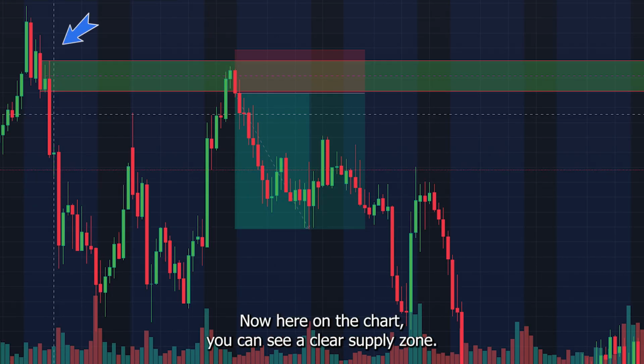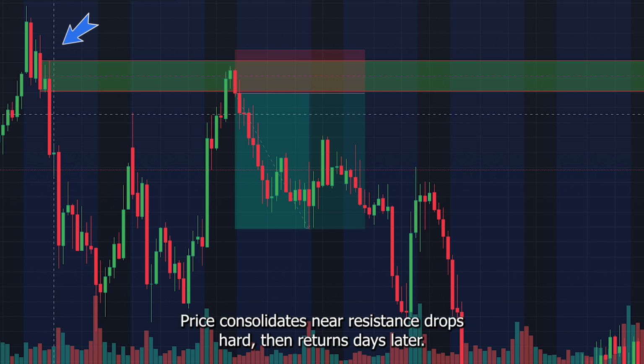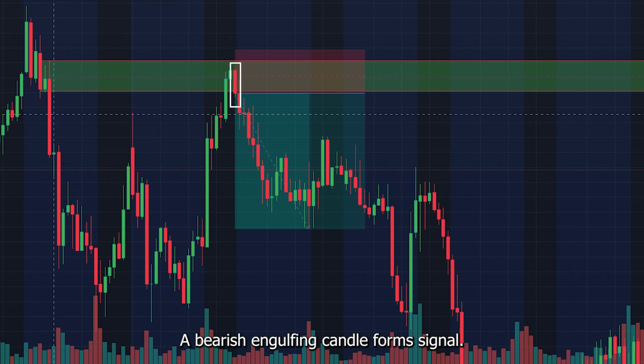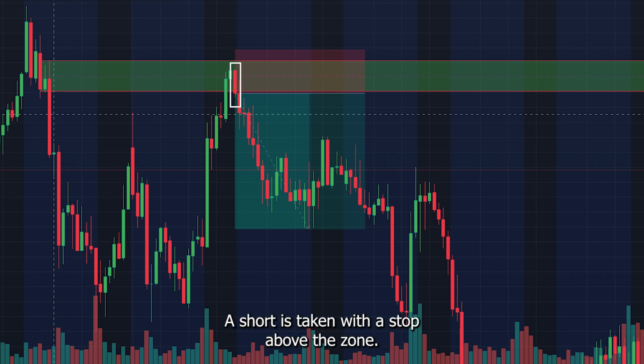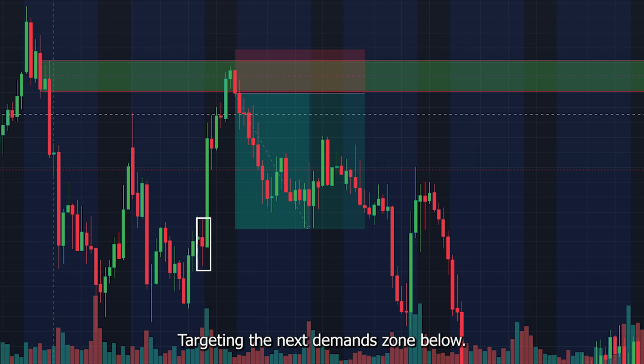Now, here on the chart, you can see a clear supply zone. Price consolidates near resistance, drops hard, then returns days later. A bearish engulfing candle forms, signaling the zone is active. A short is taken with a stop above the zone, targeting the next demand zone below.